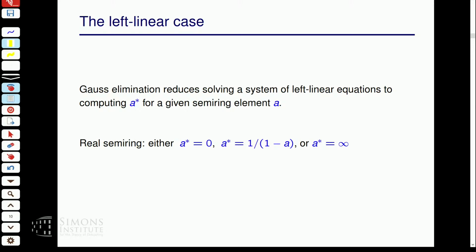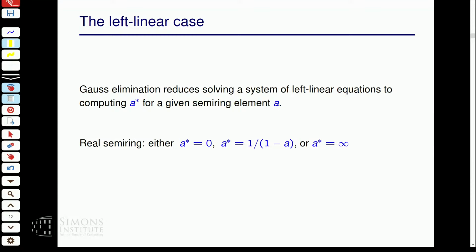Because A star is going to be either zero if A is equal to zero, or one divided by one minus A if A is between zero and one, because A star is the sum of a geometric series, and it is going to be infinity if A is bigger than or equal to one. So you have a very good way of computing stars.